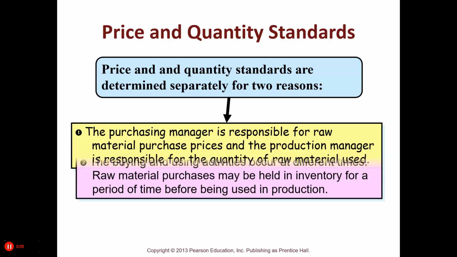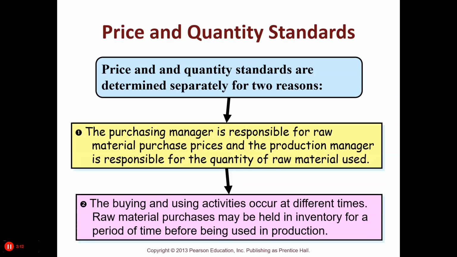So price and quantity standards are determined separately for two reasons. The purchasing manager is responsible for raw materials, and the production manager is responsible for the quantity. The buying and using activities occur at different times. Raw materials purchased may be held in inventory for a period of time before being used in production.